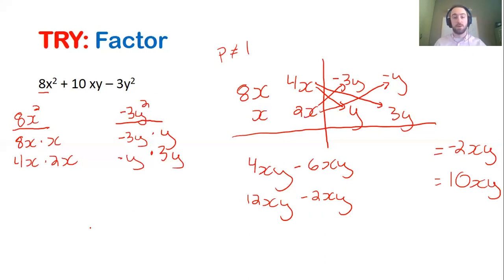We're done. We just have to go ahead and write down our factors for our final answer. So we have 4x minus y and 2x plus 3y. And that's it. You now know how to use the cross method for factoring.